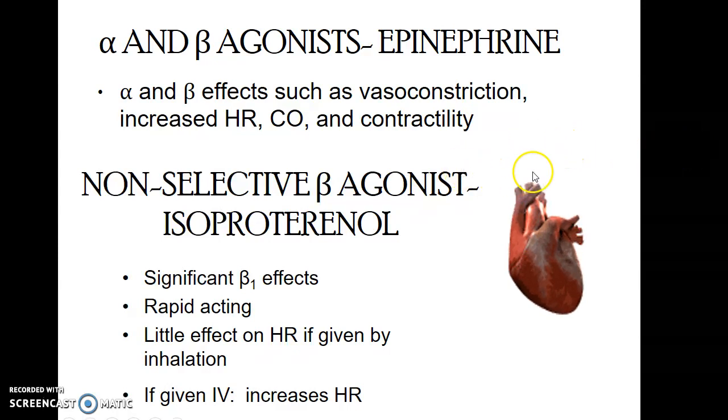We also have non-selective beta agonists. Isoproterenol is that drug, and we don't use this drug as much as we used to because it's non-selective, so it's going to act and be an agonist on both beta 1 and beta 2 receptors, so it's going to increase heart rate through the beta 1 stimulation. If we give it via inhalation, we don't tend to have that heart rate effect as much. So we can use it via an inhaler.